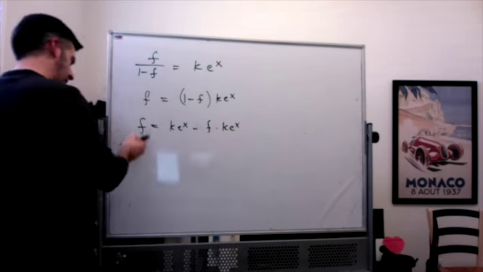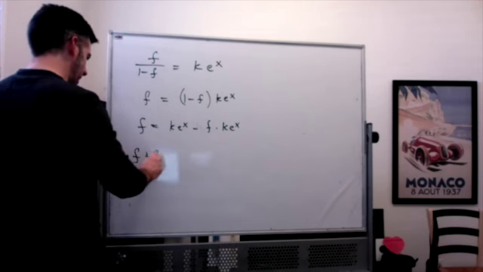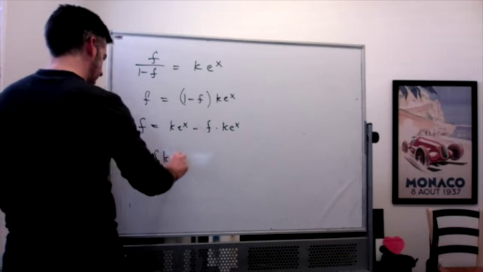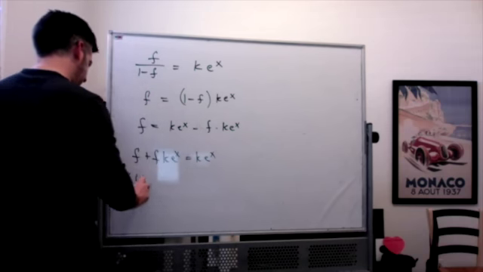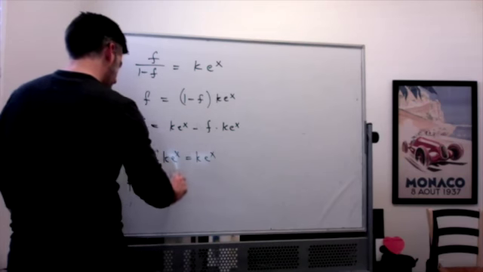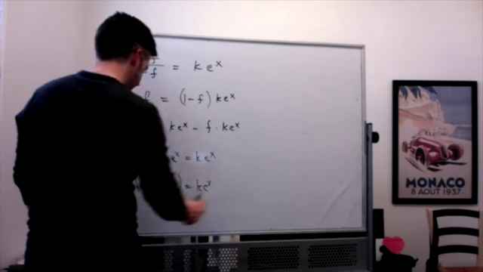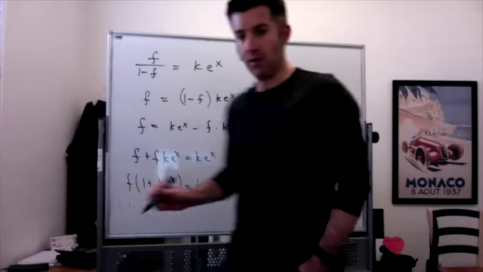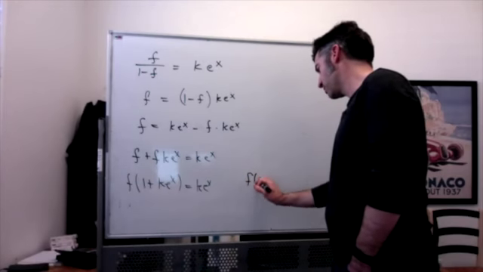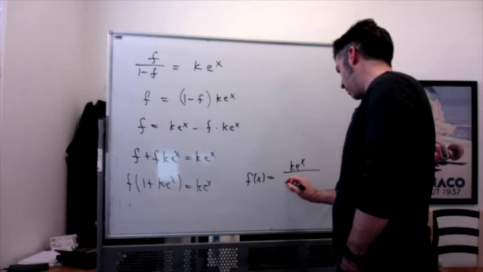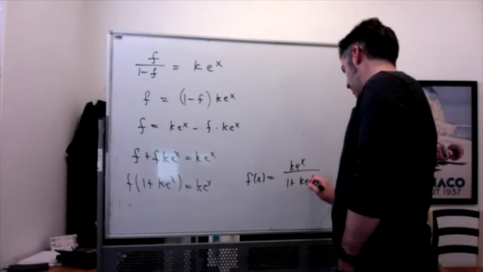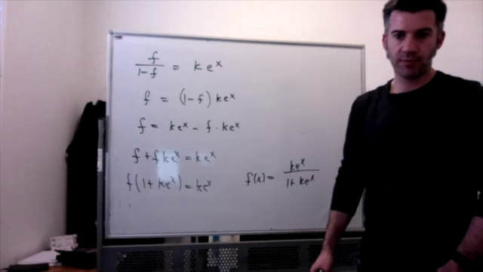Add this over to the other side. So f plus f k e to the x equals k e to the x. Factor out the f. And finally divide by this. So f of x is equal to k e to the x divided by 1 plus k e to the x. Kind of cool.